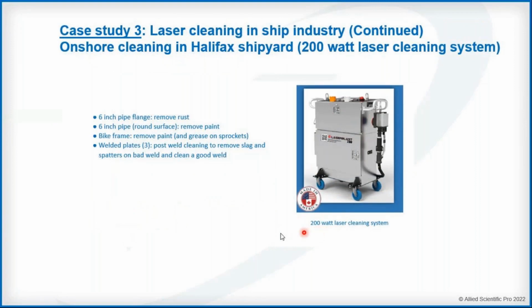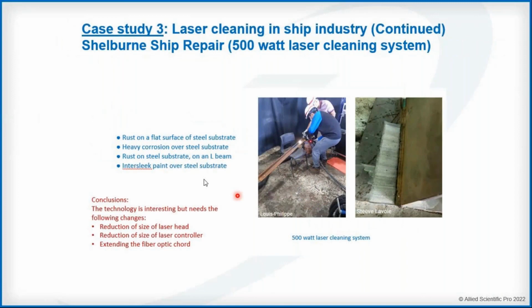A 200-watt laser was used in the onshore cleaning facility in the Halifax shipyard and cleaned pipe flanges, pipes, bike frames, welded planes. And in Shelburne ship repair, which is also onshore, several objects were cleaned: rust on the flat surface of steel substrate, and Intersleek paint over steel substrate.